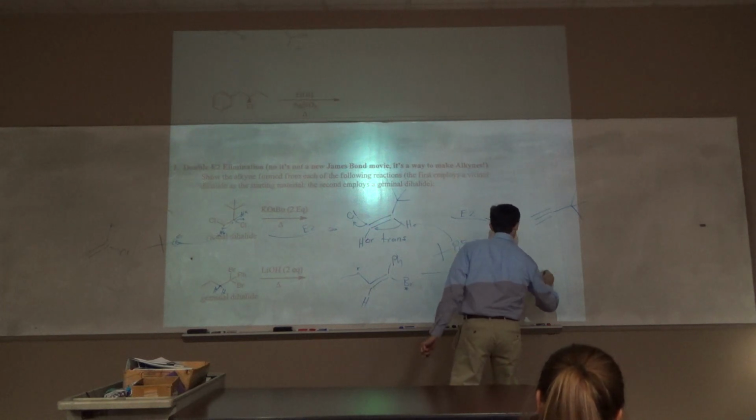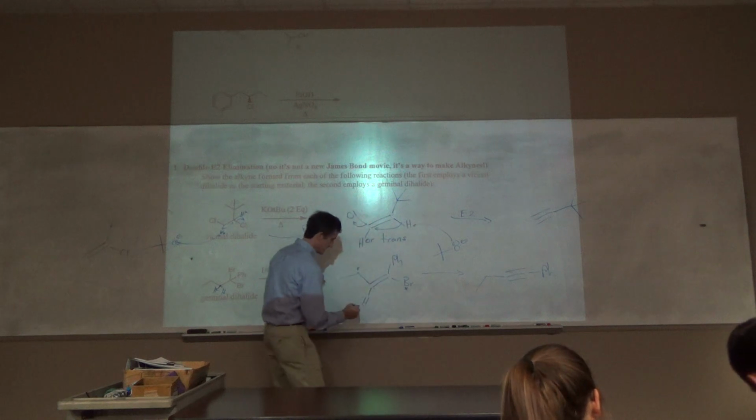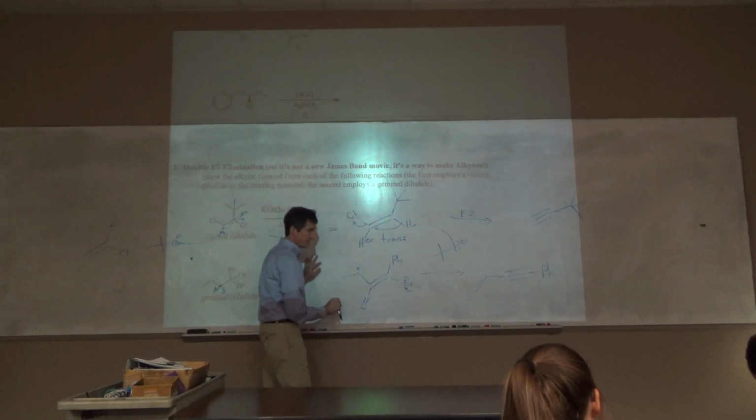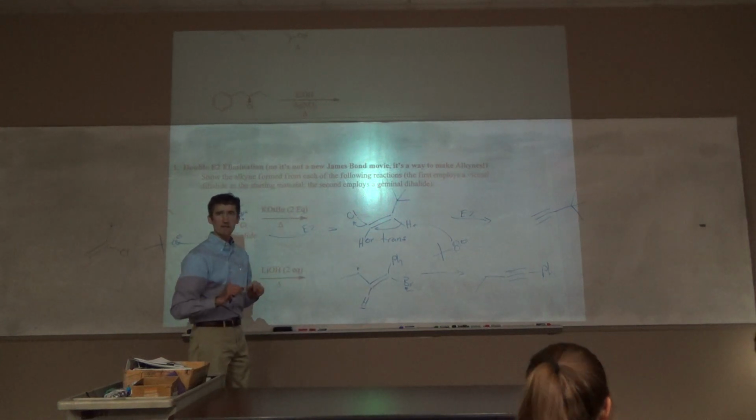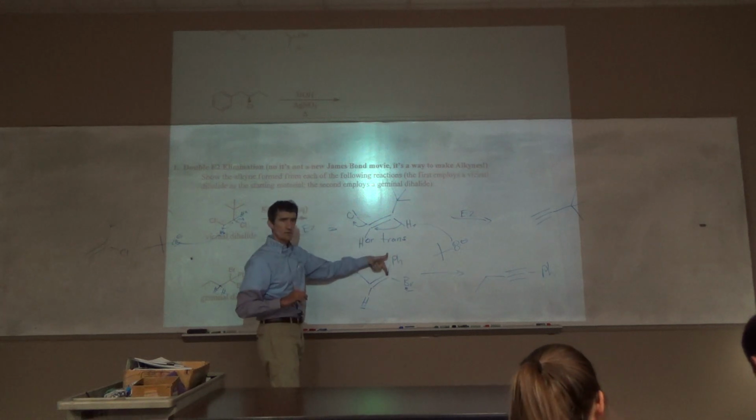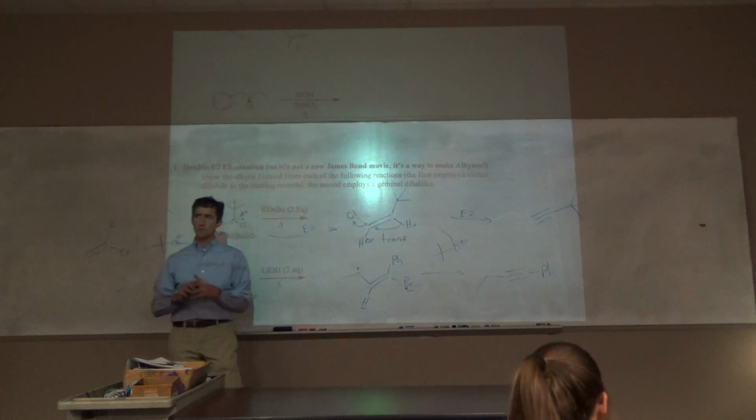A triple bond with phenyl and ethyl, so we eliminate this H and the Br and put a pi bond in here, again, that third pi bond. How easy do you think this elimination is going to be? There's two things that make it kind of difficult. One is the leaving group is not on a tetrahedral carbon. What's another reason that this elimination from this molecule would be a little bit difficult?